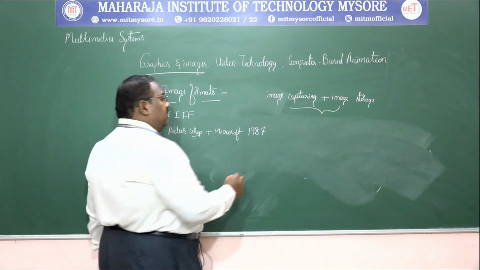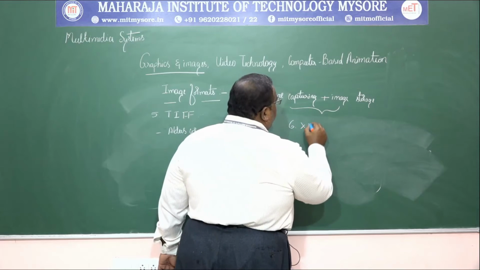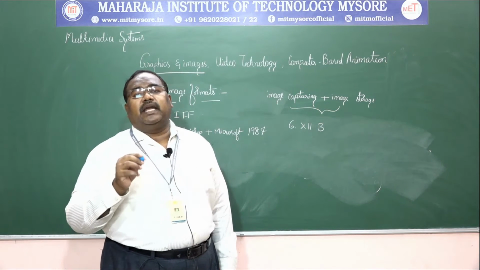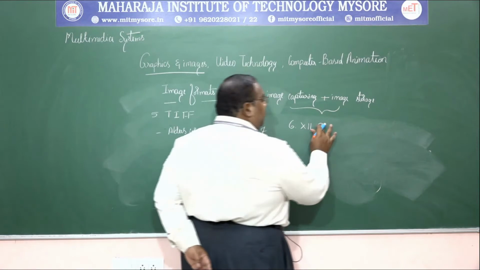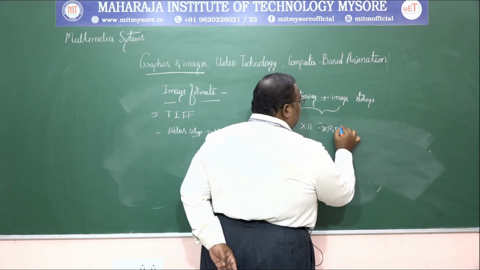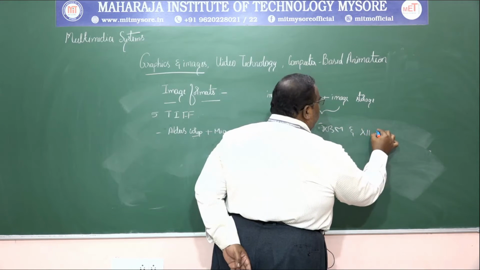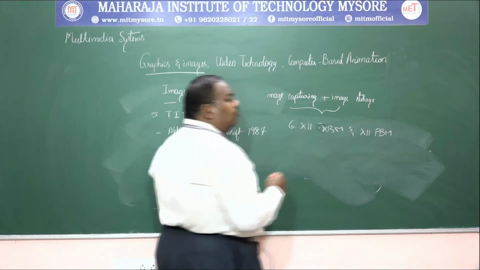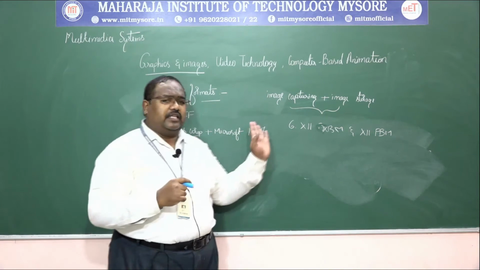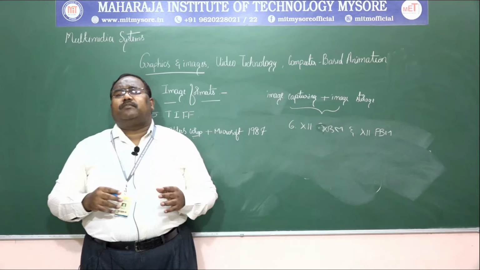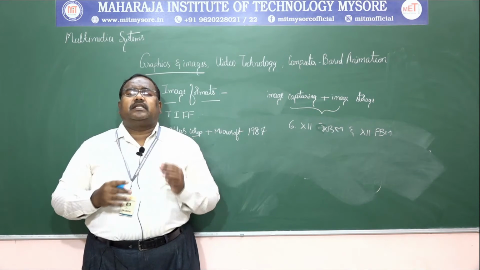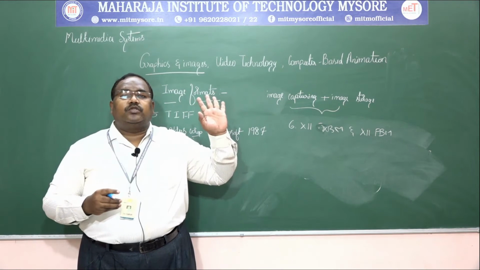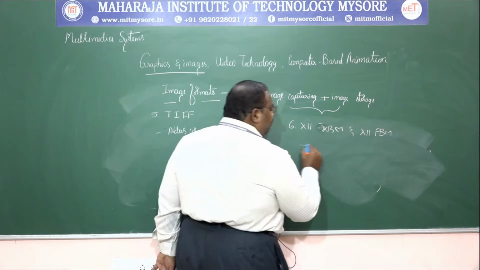Then we have X11 bitmap. We call it a bitmap, in short we refer to it as XBM. And X11 pixmap, XPM. So two formats, that is XPM and XBM. So what is this XBM? X11 bitmap is represented in short as XBM. It's a graphic format, because both are graphic formats that are used mainly in Unix.